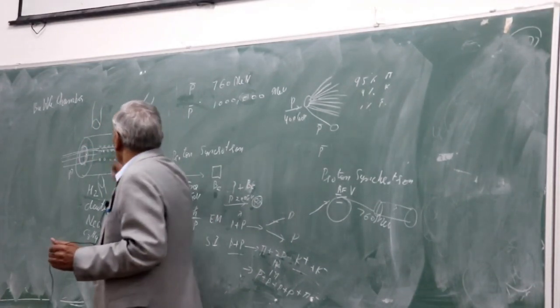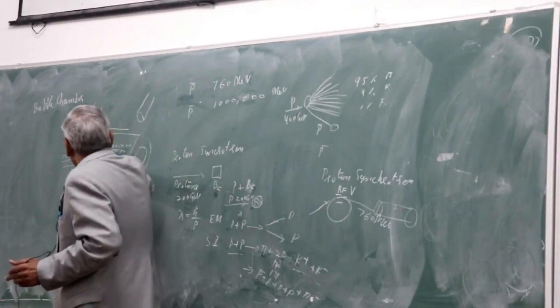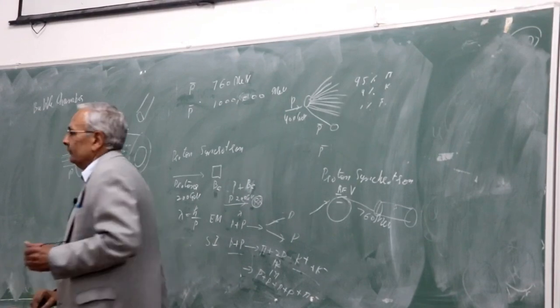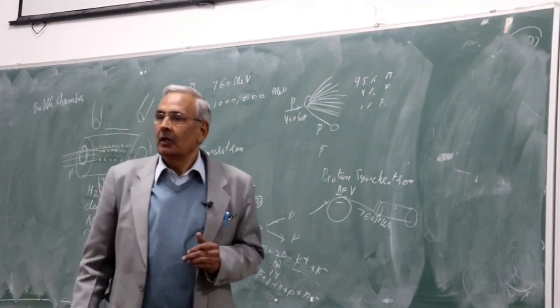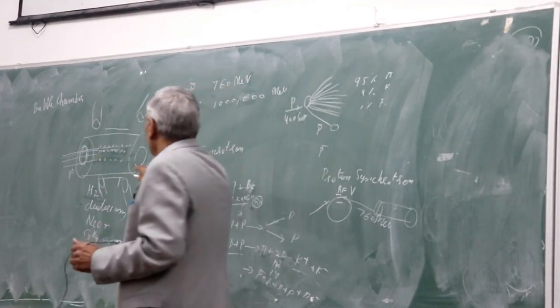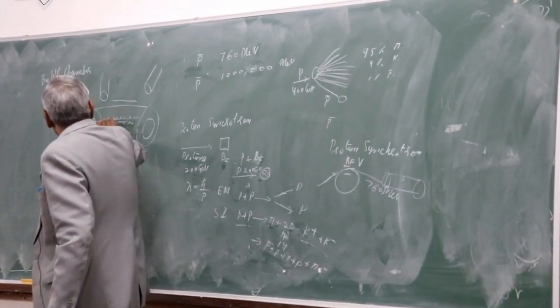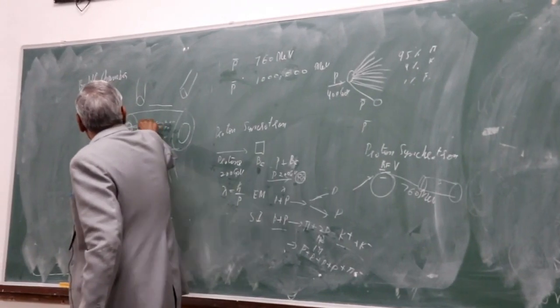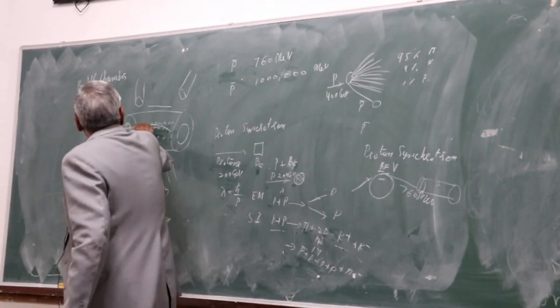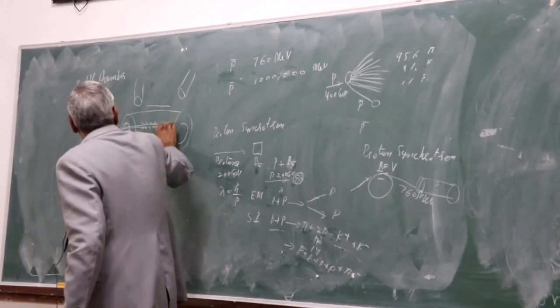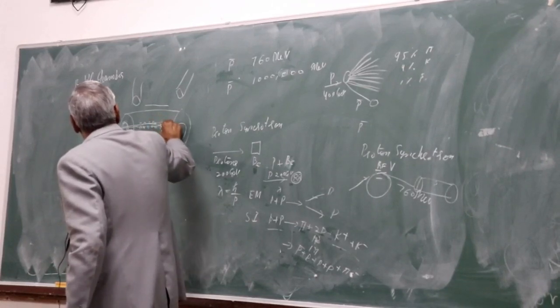Now if you put this in a magnetic field, these particles, if they have charge, will have a curvature because of the magnetic field. That means the bubbles will be along the curved line.